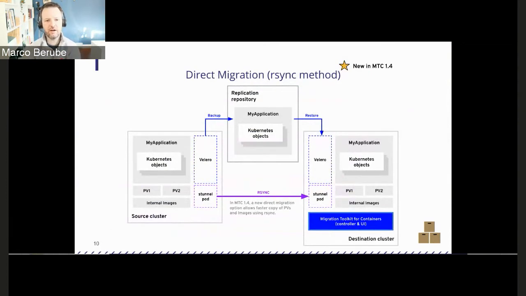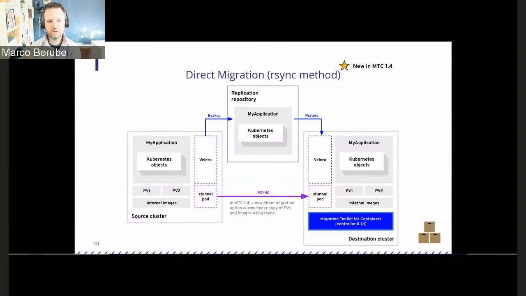If we look at the architecture of how this works, you see here I have my source cluster on the left side and my destination cluster on the right side. First of all, I need an object storage repository that is going to be used to copy my Kubernetes objects. As I was saying before, we have rsync to copy the PVs, which is done over stunnel from source to destination and bypasses the object storage repository in the middle.